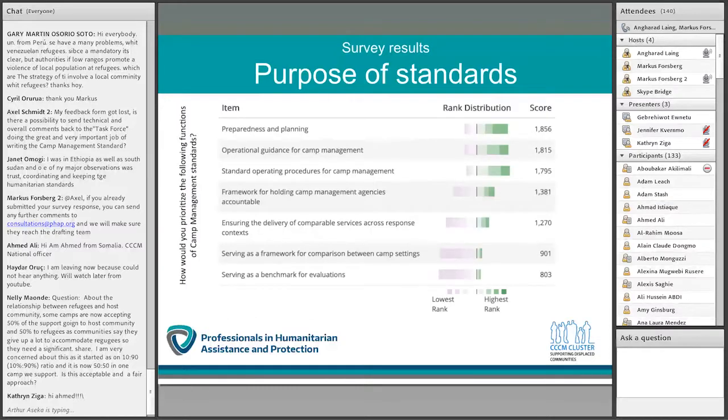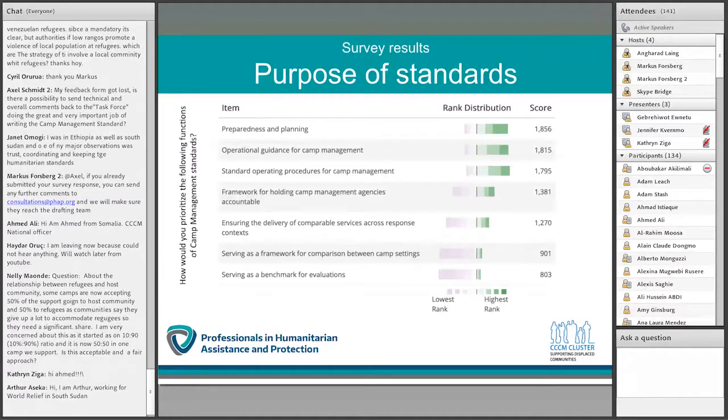So looking at the first substantive question, this was on the purpose of the standards. Asked to rank how they would prioritize the potential purposes of the camp management standards, the results were quite stark. Three purposes that I at least would consider to be in the area of providing guidance came out well ahead of the others: preparedness and planning, operational guidance, and standard operating procedures. While on the other hand, the purposes which are more in the area of accountability, standardization, and comparability between contexts trail behind considerably.